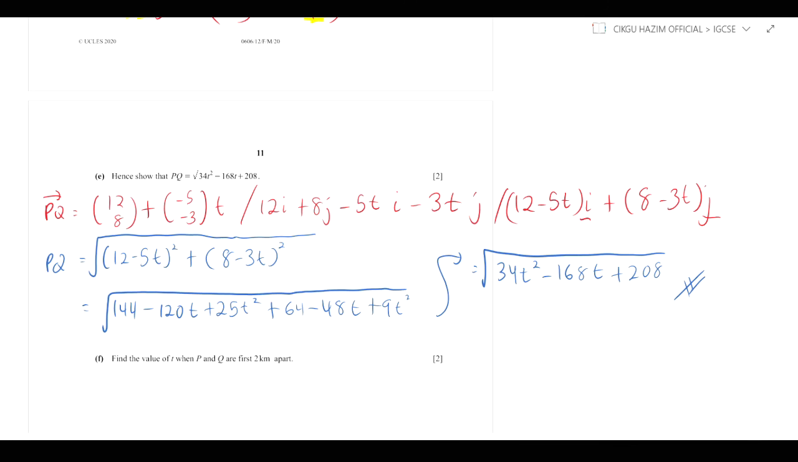The way we do this is almost like a distance, like the Pythagoras theorem: a squared plus b squared equals c squared. Here we use the distance formula, so I put it over here as the distance formula.